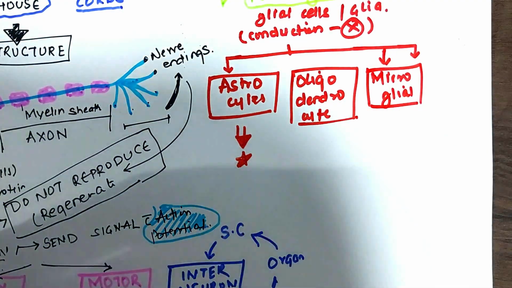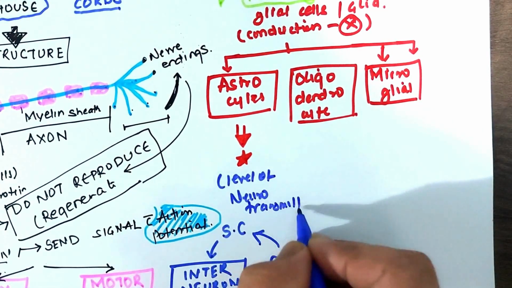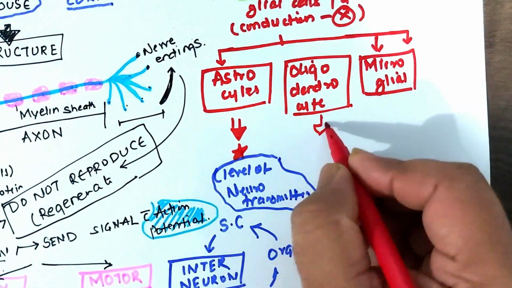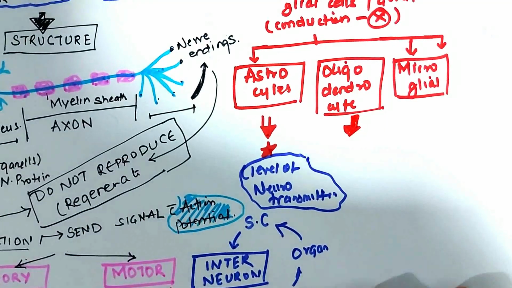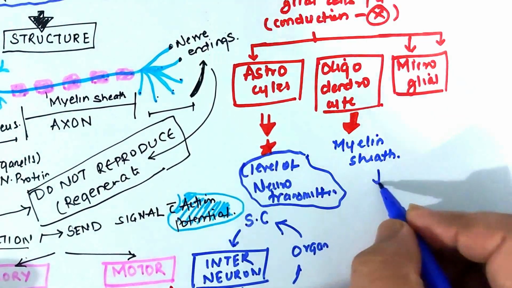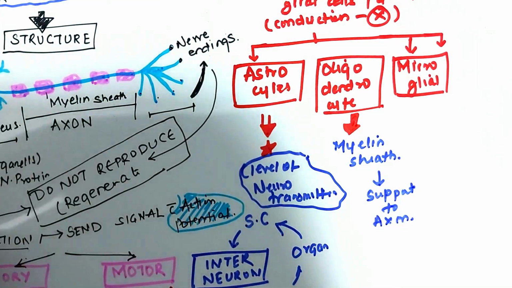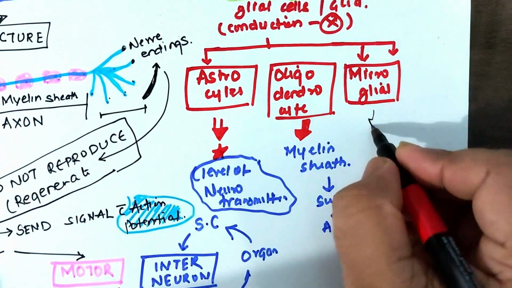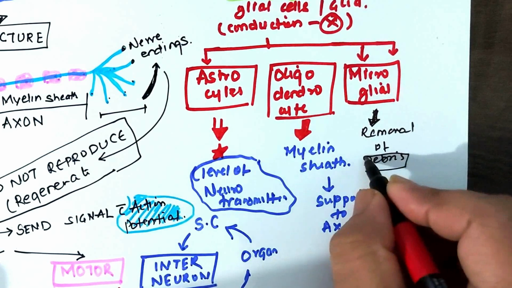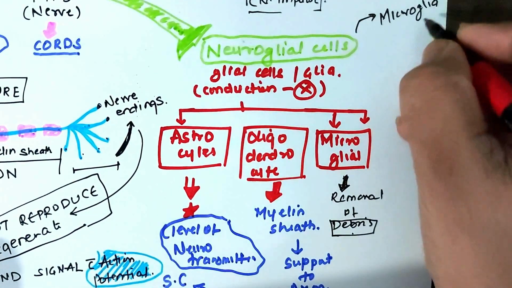Astrocytes are star-shaped and help to moderate the level of neurotransmitter in the synaptic junction. The second type of cells are the oligodendrocytes, which help to form the myelin sheath over the axon and also provide support to the axon. The third cells are the microglial cells, which help to remove the debris post injury. These are also sometimes called the immune cells.